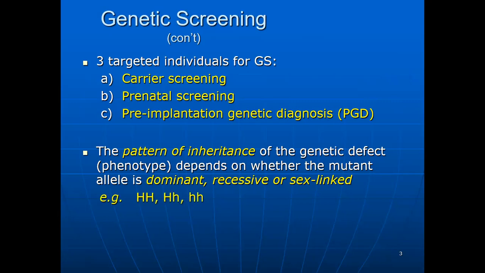Okay. So the next thing is, once you've done the genetic screening and we detect that this person contains this mutant allele, which can result in the genetic disease, what's next? Next is you need to know the patterns of inheritance of this genetic defect. That means whether this allele that caused the disease is a dominant allele or recessive allele.